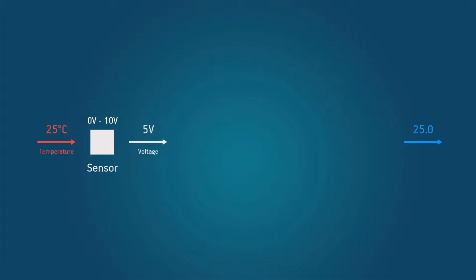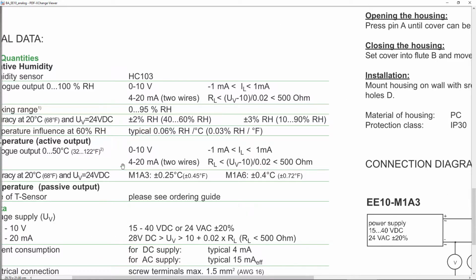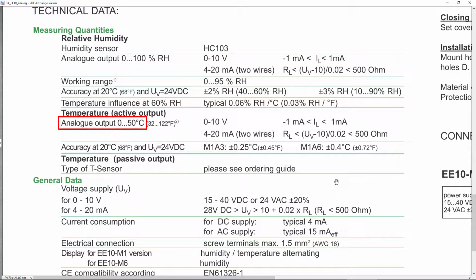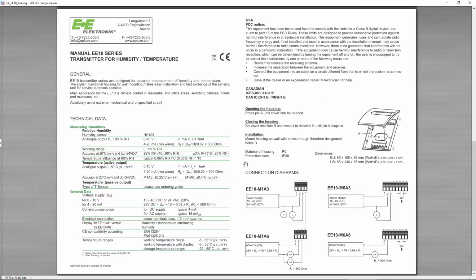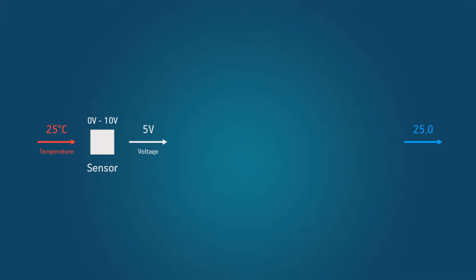Now, why that? If we have a look at our manual, we can see the range of our temperature sensor, which goes from 0 to 50 degrees. So it makes sense that the middle of our voltage range is also the middle of our measuring range. At the next step we have our input, which will convert this voltage into a data word. Now our data word has a range from 0 to 27,648, and because we're in the middle, we should have 13,824.